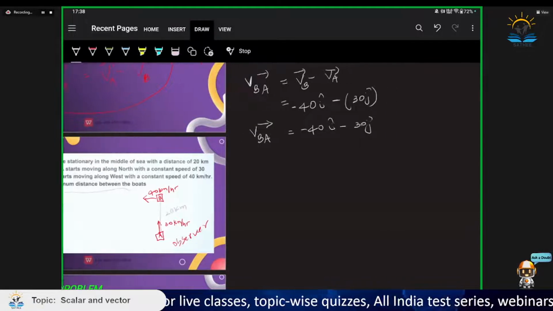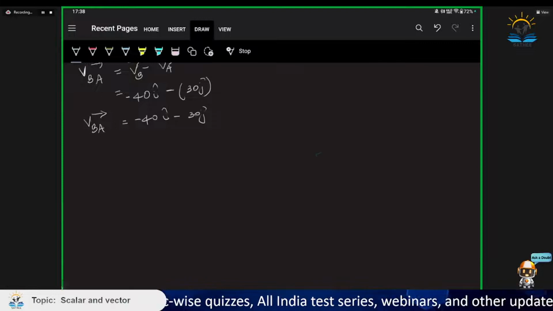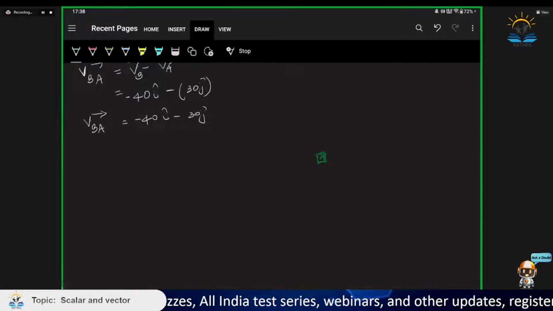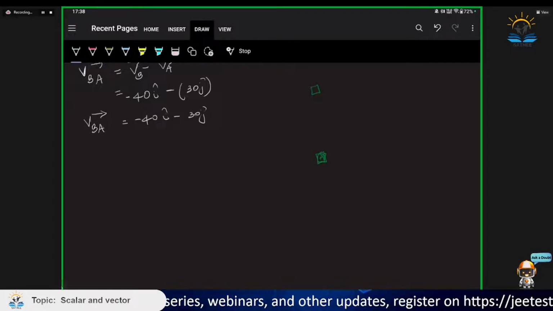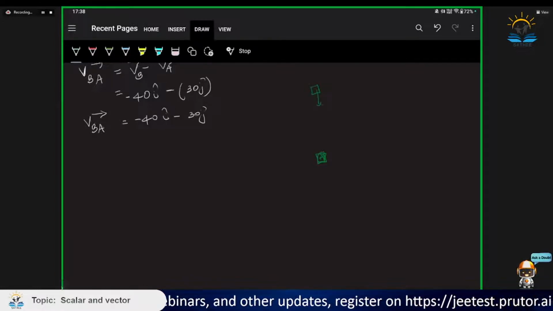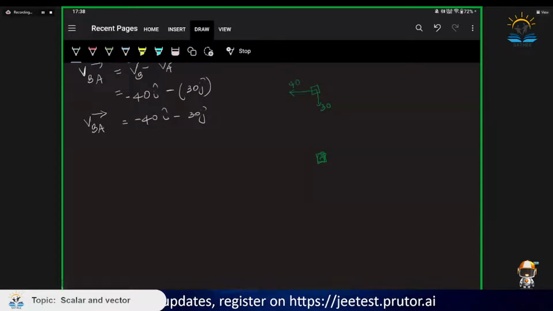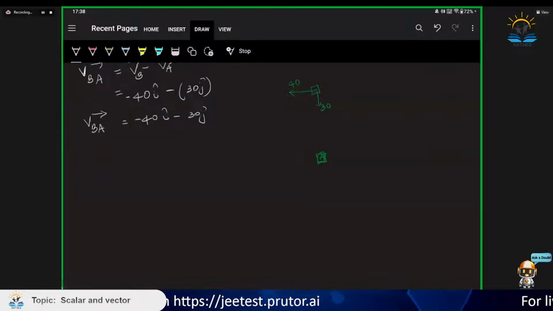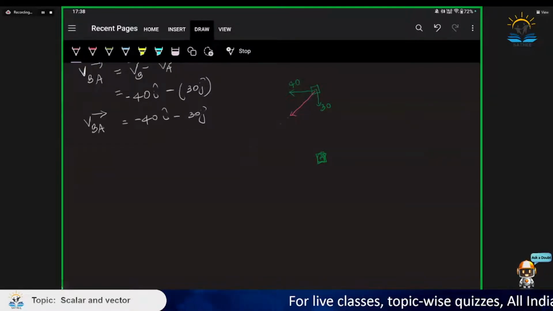So velocity of B with respect to A is minus 40 i cap minus 30 j cap. From A's point of view, A is stationary because A is the observer. B has two components of velocity: 30 along minus j downwards, and 40 along the minus i cap direction. So its net velocity will be in this direction, and the boat moves this way with respect to A. So the minimum distance from A will be the perpendicular drawn from A.